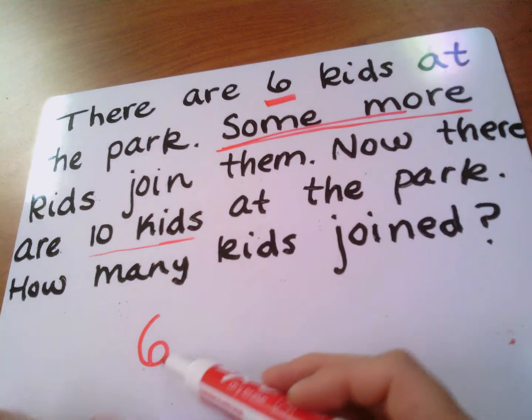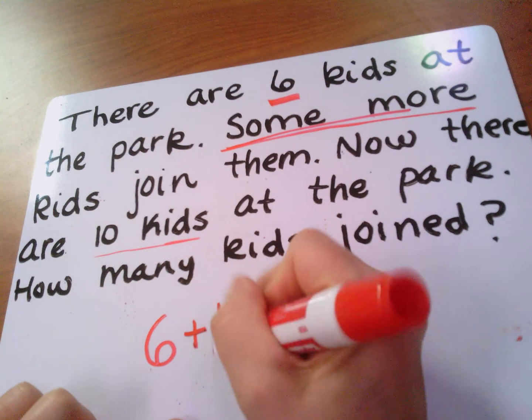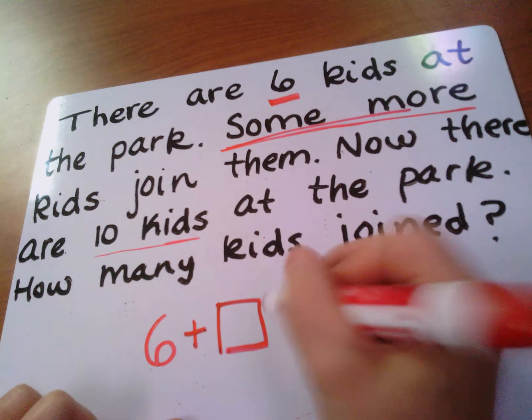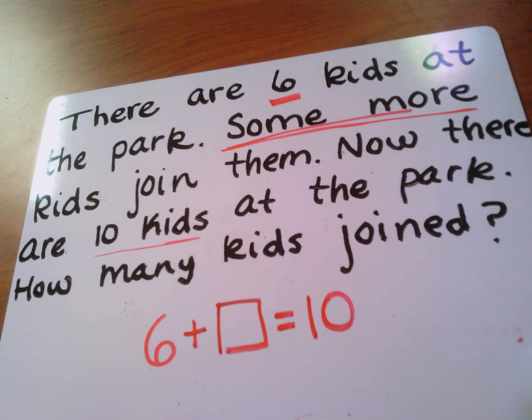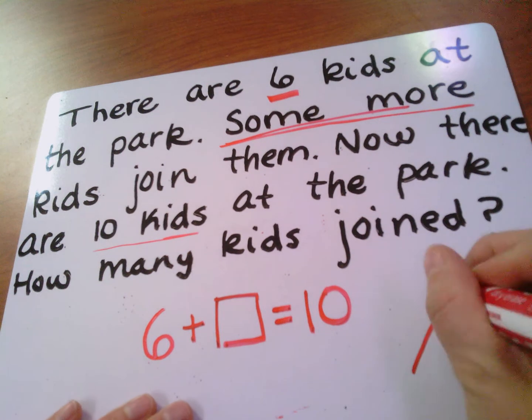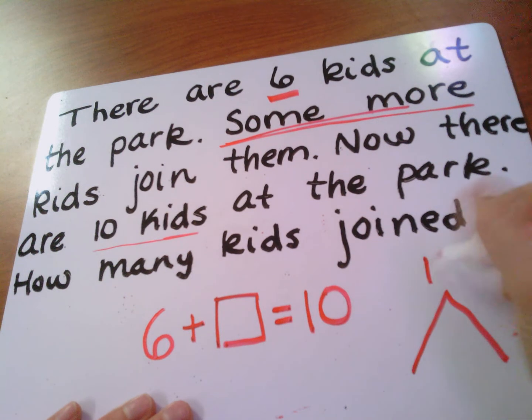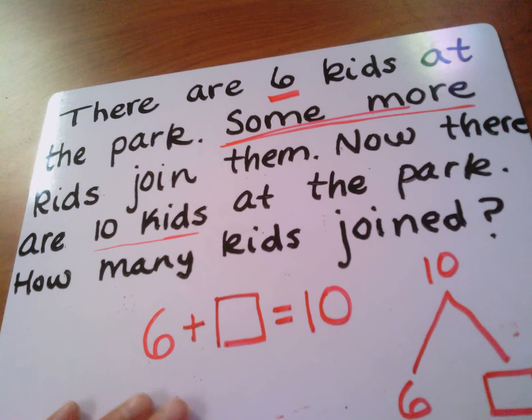So 6 represents the 6 that were there, plus the more that join them equals a total of 10. Okay, so start with your equation, and we're solving for an unknown. Your box is going to be one of the partners there. In my math mountain, I know the total is 10. The partner I know is 6, and I'm solving for this unknown partner here.